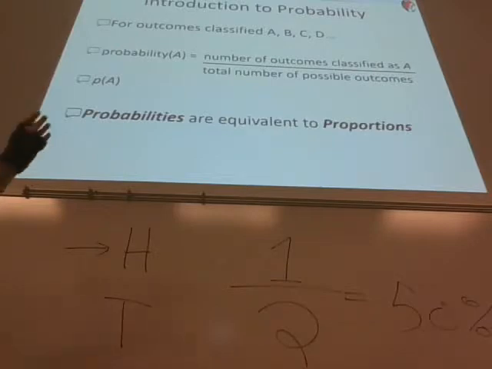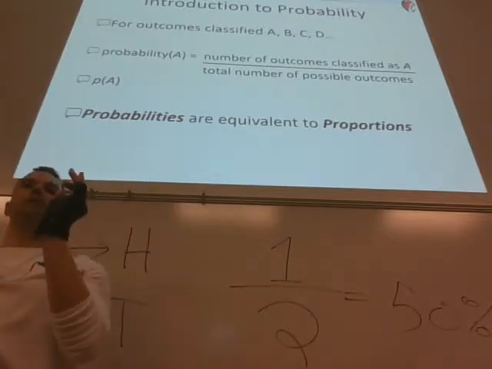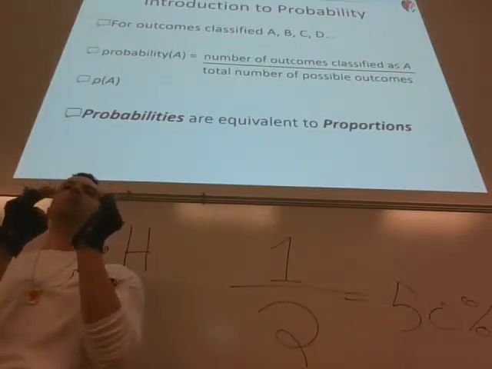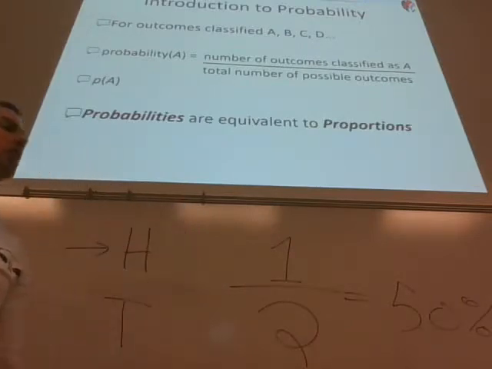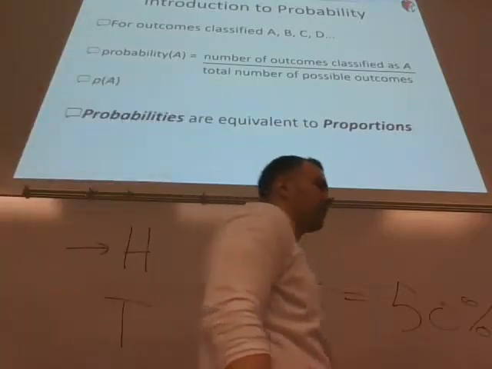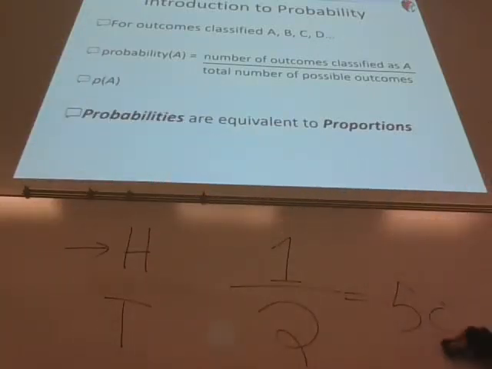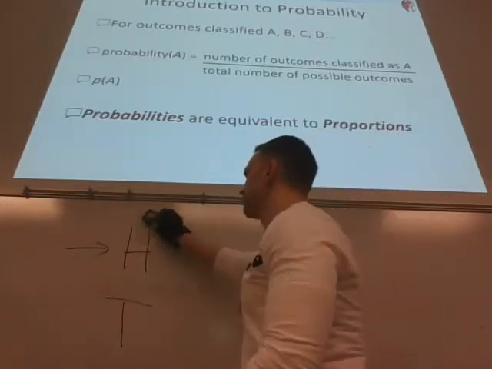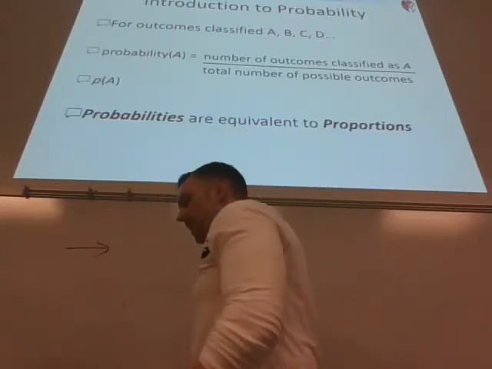If you ever see P and then in brackets there's something following it, that's the probability of that occurring. So this is the way of saying the probability of A occurring is the number of outcomes that are classified as A divided by the total number of possible outcomes. So just to give you an example of this, let's say that you're rolling dice. Let's say that you only have the one.